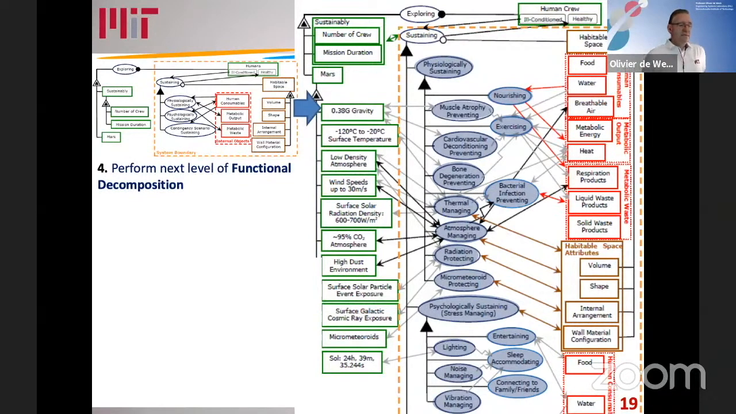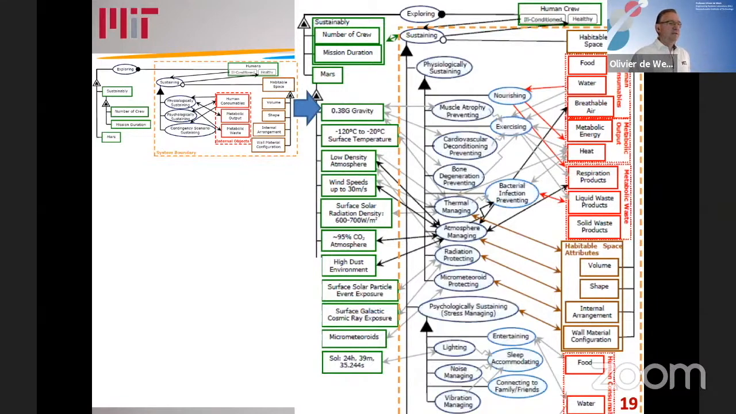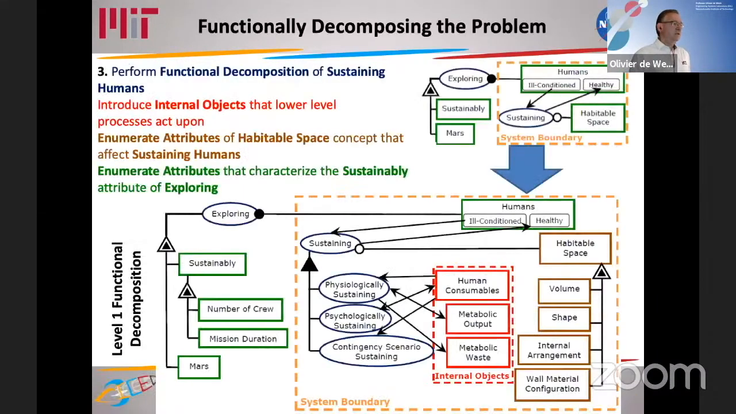How can we do that? Through entertaining, lighting, sleep accommodating, noise managing, connecting to family and friends back on Earth or on Mars, and managing vibrations. You can see that the attributes of Mars, the 38% gravity I was talking about, the surface temperature, the low density of the atmosphere, the 95% CO2 atmosphere, the high dust environment, those are all attributes. And you see, we start to link them all together in very detailed ways.